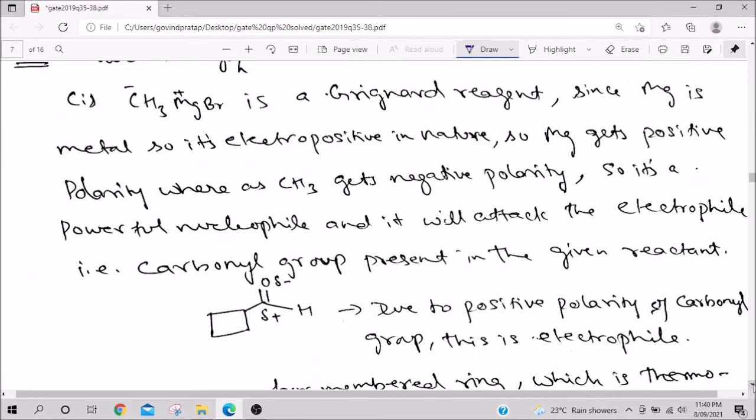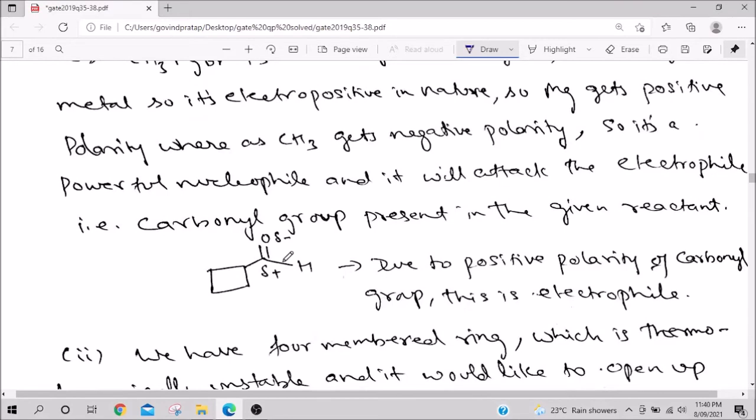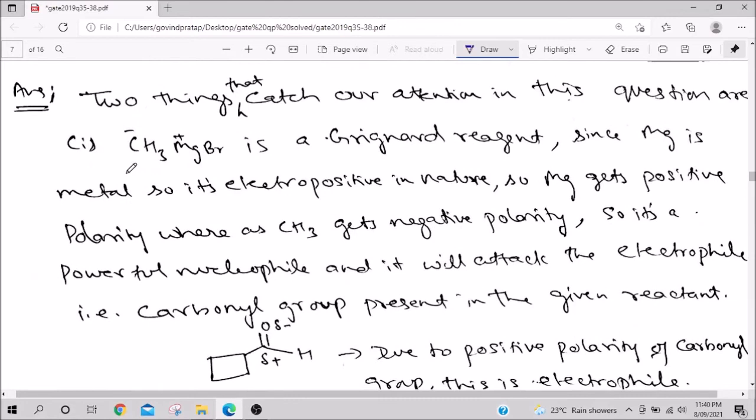So, what are the two things which should catch our attention? The first thing is that we have a Grignard reagent, CH3MgBr. Metal carbon is beside a metal, and a metal by definition is electropositive in nature, it gets positive charge by giving electron to the neighboring atom. So, this carbon has very high negative polarity, and the metal has quite high positive polarity, and therefore this is a very powerful nucleophile, very reactive.